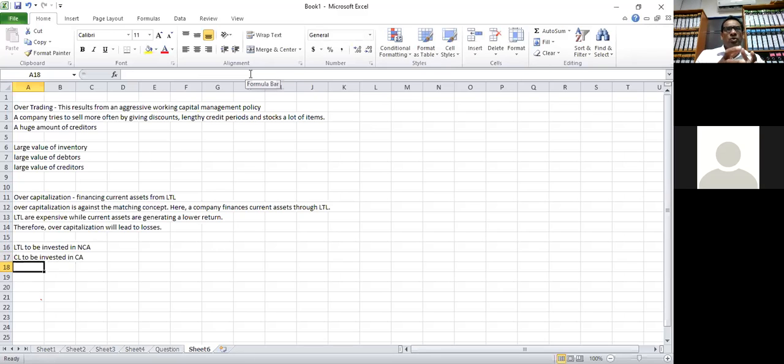In the sense, if you go for too much of current liabilities such as creditors, and if you invest that money in too much of current assets, it will be overtrading. So don't go for overtrading, don't go for overcapitalization also. Avoid these two situations. Both are dangerous situations. Are we clear? These are not good positions to be in. Are we clear?